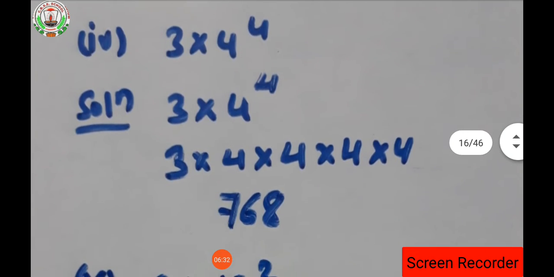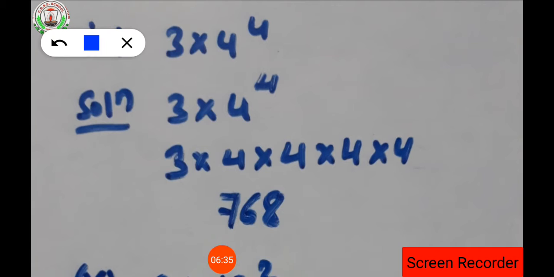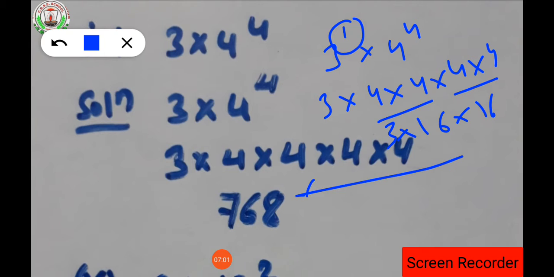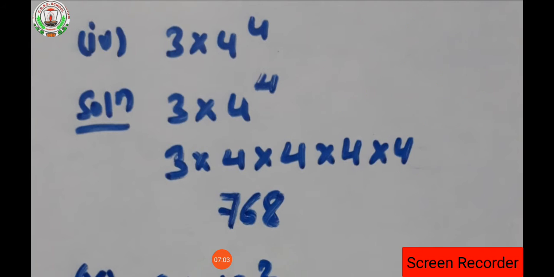Clear? Next, the fourth one. Again we have 3 to the power 1 into 4 to the power 4. Wherever the power is 1, it is not necessary to write the power. So here we write 3 into 4 into 4 into 4 into 4. 4 into 4 is 16. Again 4 into 4 is 16. 16 into 16 is 256, then into 3. So directly the answer will come as 768. Clear up to here?